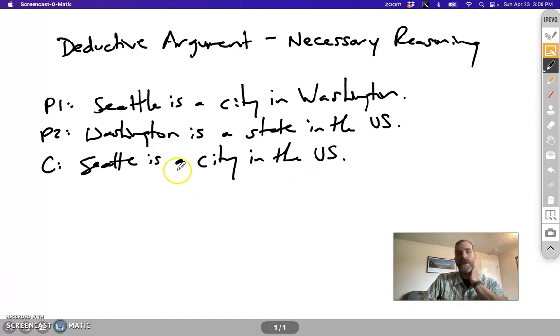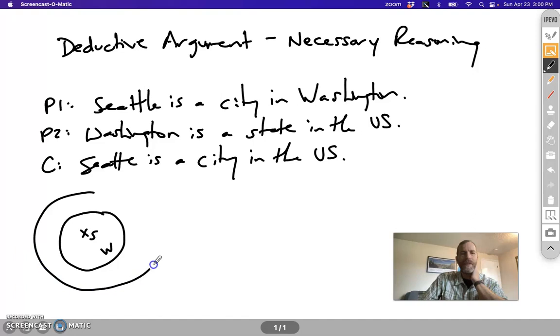Sure enough, this is another good argument. If we have Seattle here as a city within Washington, the state, and Washington is a state within the U.S., then sure enough, Seattle is a city inside the U.S. And of course, these premises are true. As we see from this diagram, the conclusion is not probable, it is certain. All the information we need to know that the conclusion is true is baked right into the premises. And it's that certainty that makes the argument deductive.